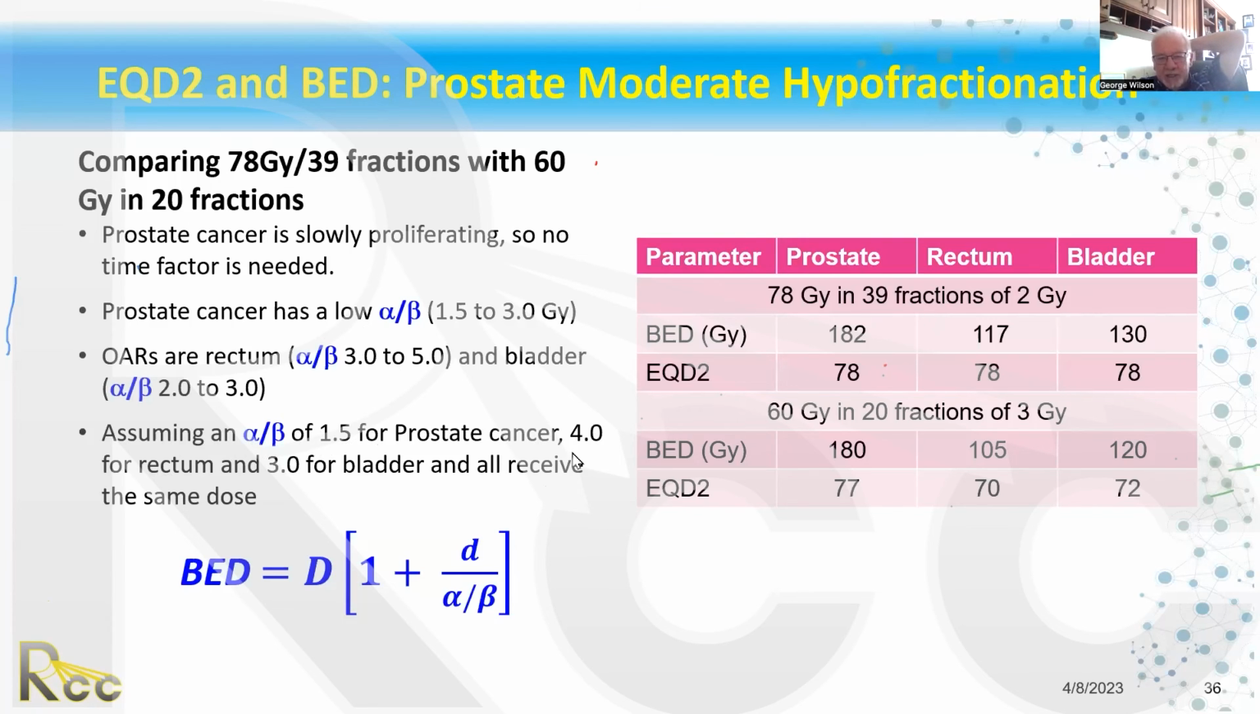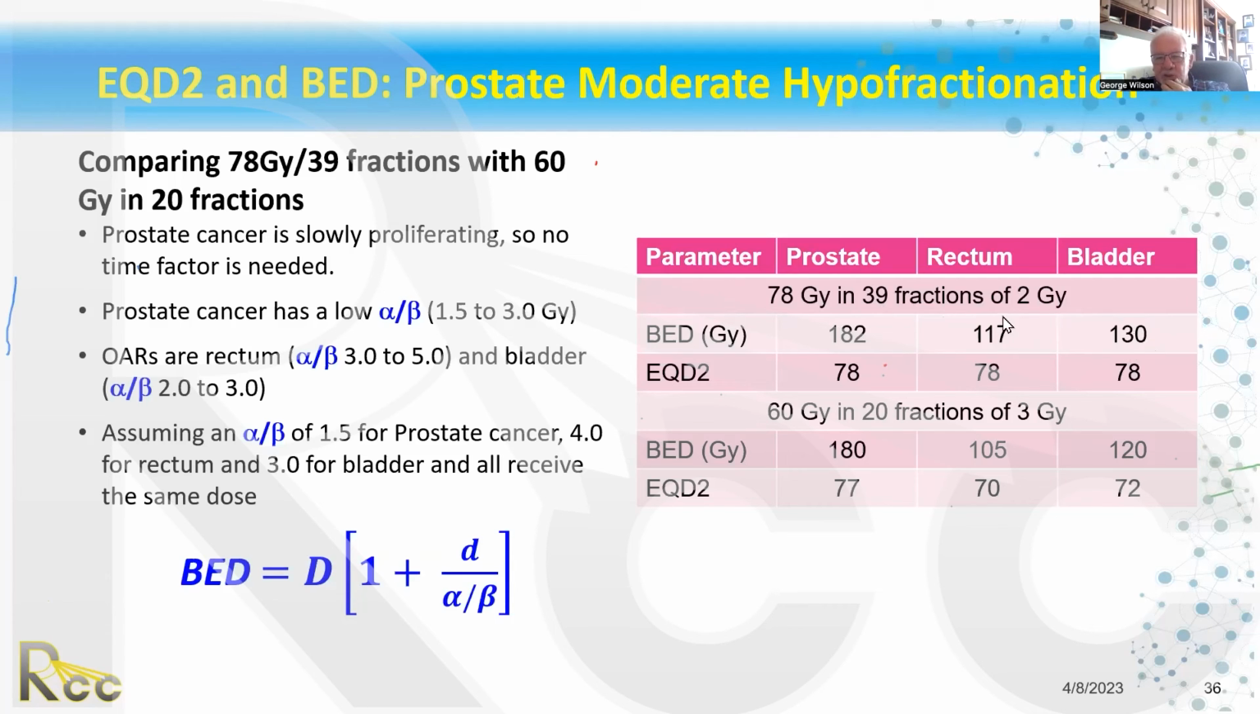And all are going to receive the same dose. So again, we don't need to worry about proliferation, so we're using the standard BED calculation. And so 78 gray in 39 fractions is equivalent to 182 gray to the tumor, 117 to the rectum, 130 to the bladder.